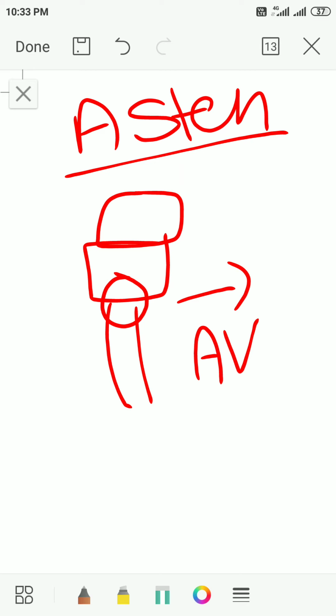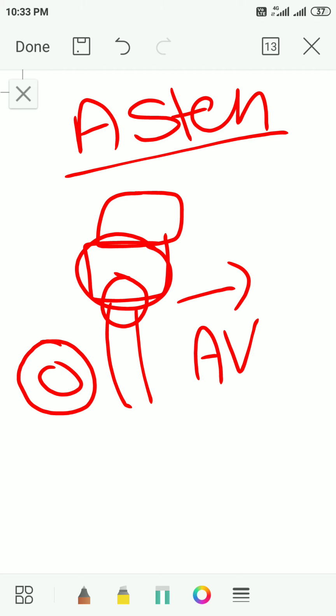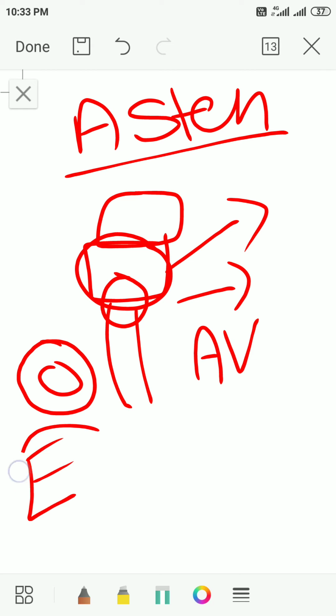So here the orifice, in spite of being like this, gets narrowed. As a result, the left ventricle has to generate excess pressure to push the blood forwards into the aorta. This is aortic stenosis. Coming to the etiology.